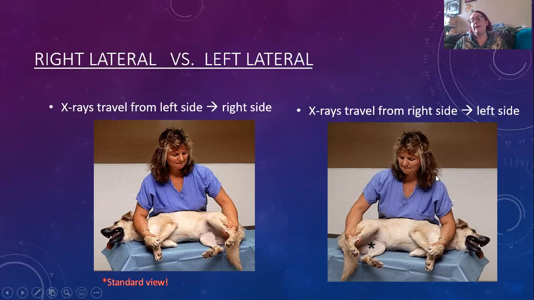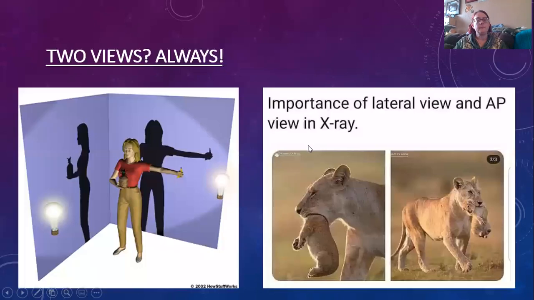Here we have an animal on its left side, left lateral. The left side is against the table. So the x-rays are traveling from the right side to the left side. Remember that right lateral is the typical standard view as we are taking our radiographs.